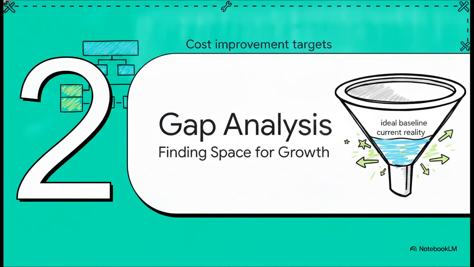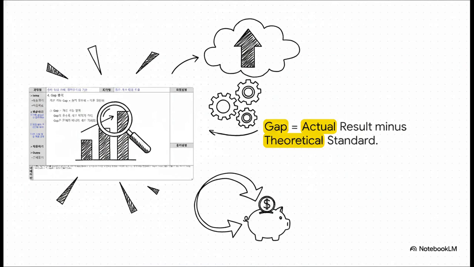Moving right along to section 2, gap analysis and opportunities, or as I like to think of it, finding the space for growth. Okay, big mindset shift required right here. A gap, which is literally just your actual result minus a theoretical standard, is absolutely not a failure. Actually, scratch that. It's not just not a failure, it is the literal definition of your maximum opportunity for cost reduction. If your theoretical ideal is 0.030 and your actual is 0.035, you have a gap of 0.005. That 0.005, that is your playground. It's the maximum potential space you have to create real savings.